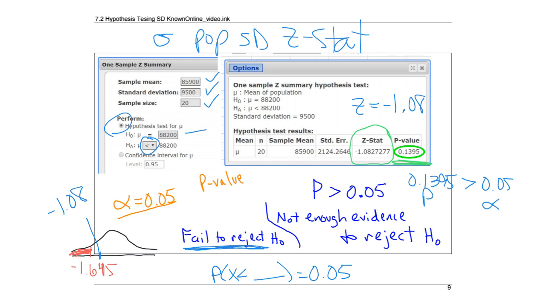The p-value is really easier, I think. With the p-value, if p is greater than alpha, we're going to fail to reject. If it's less than alpha, we're going to reject. Or you can look on the number line here. Our rejection region was to the left of negative 1.645, but we're sitting to the right. And so also we're going to fail to reject.